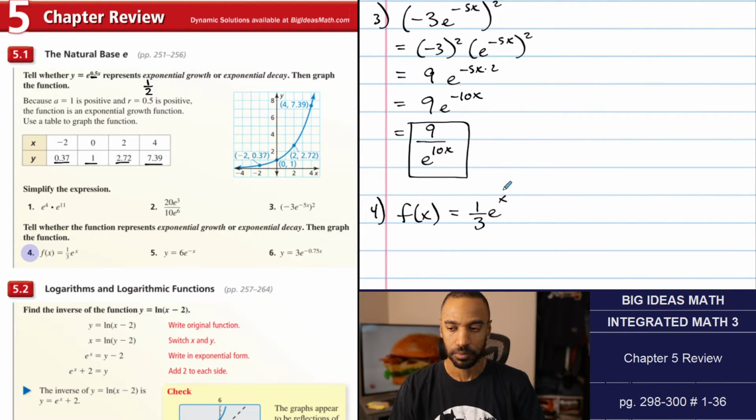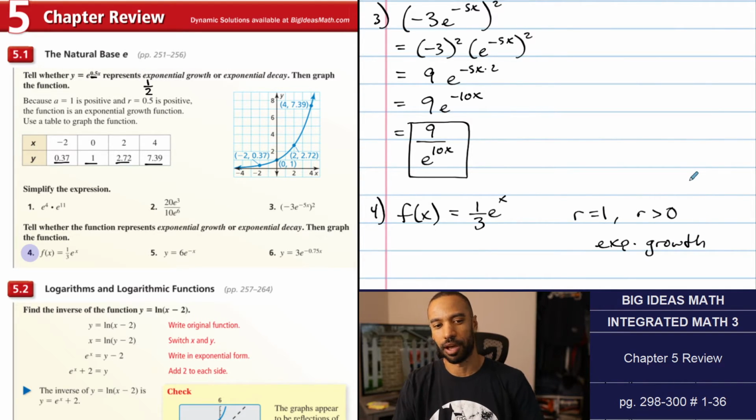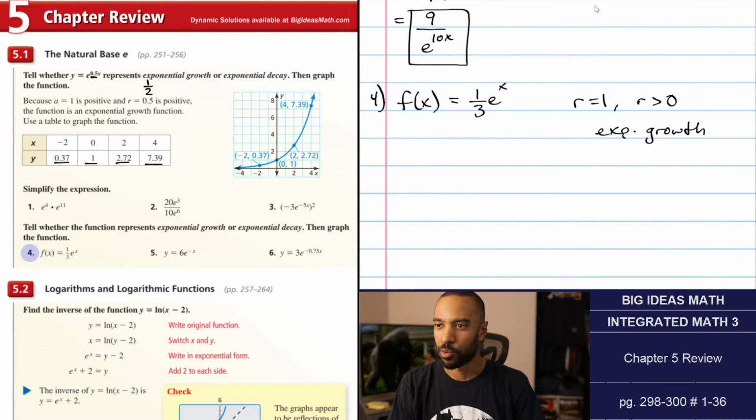It's a 1. Because r is 1, 1 is greater than 0. R is greater than 0. This makes this exponential growth. As exponential growth, you'll see the graph also take off up and to the right, just like this one is. And I'm going to use the tall graph paper here.